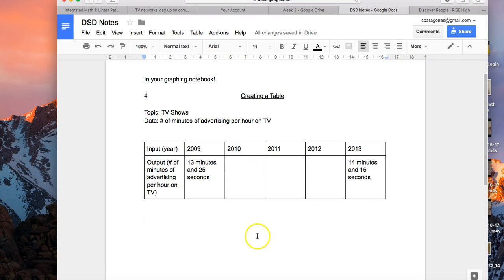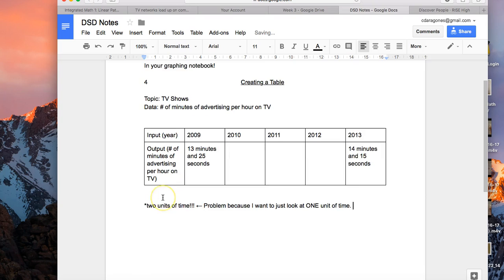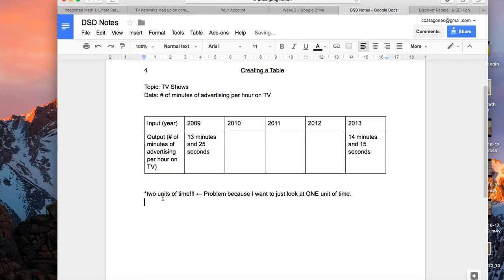So now there's an issue with my table. Right now I want to look at the number of minutes of advertising, but my output is in minutes and it's in seconds. So I have 2 units of time. That's a problem because I want to just look at 1 unit of time. It's confusing when I've got 2 units going on. So what I'm going to do is I'm going to turn everything into seconds. Okay, so instead of minutes and seconds, I'll just have one unit of time, seconds.